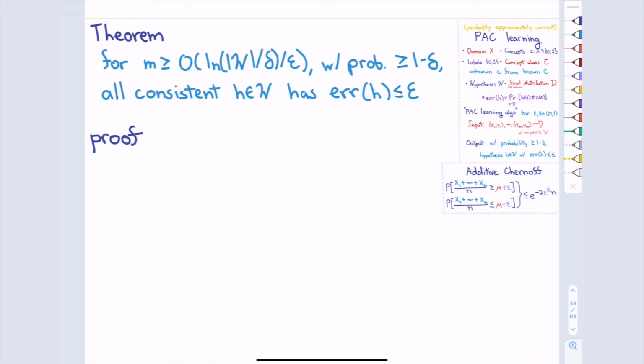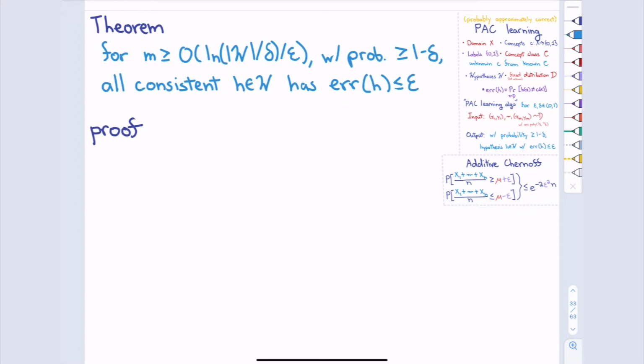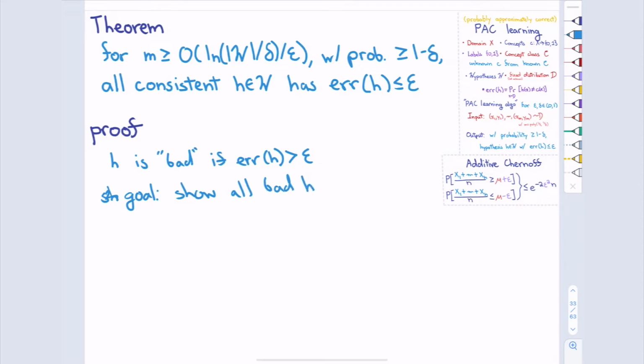All right, how do we prove this? Let's say that a hypothesis H is bad if the error of H is at least epsilon. These are the hypotheses that I don't want a consistent learning algorithm to output. So the goal now is to show that all bad H are inconsistent with probability at least 1 minus delta.